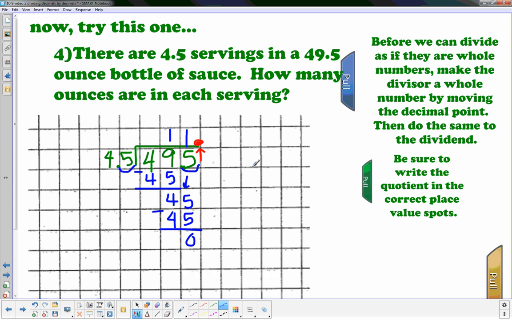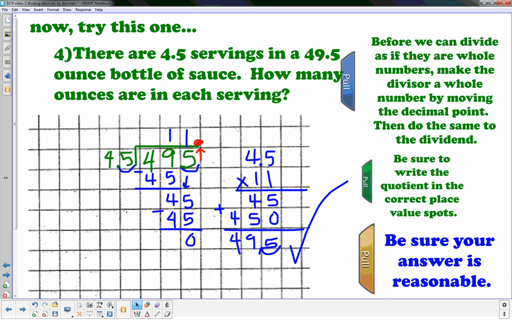Now, the next thing we do is check to make sure this is reasonable. So, we need to see if 4 and 5 tenths times 11 equals 49 and 5 tenths. All right, work out your multiplication. All right, when you multiplied, did it work out? It did for me. So my answer is definitely reasonable. Look over your work, pause the video if you need to, and then press play when you're ready to move on.